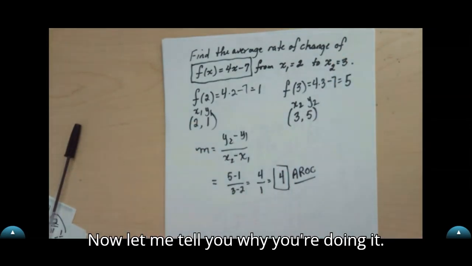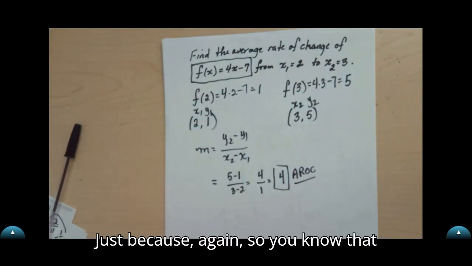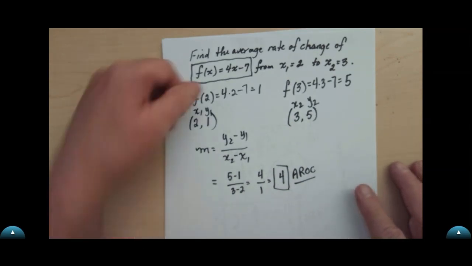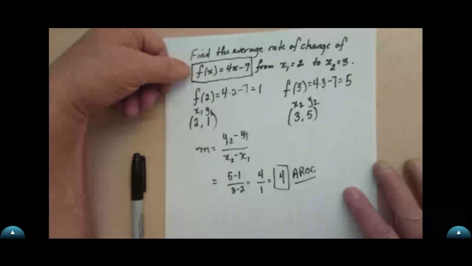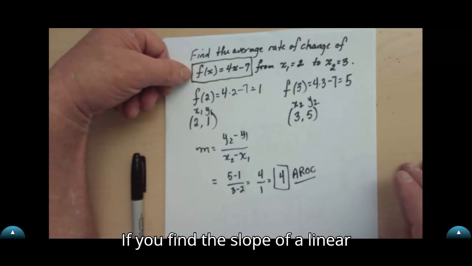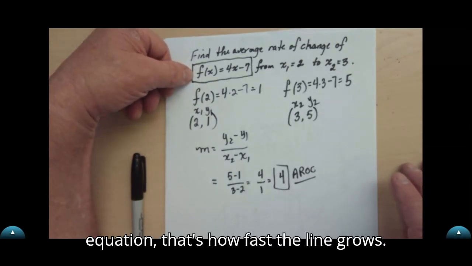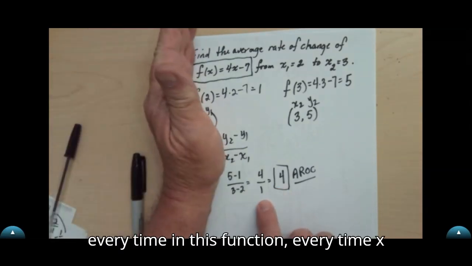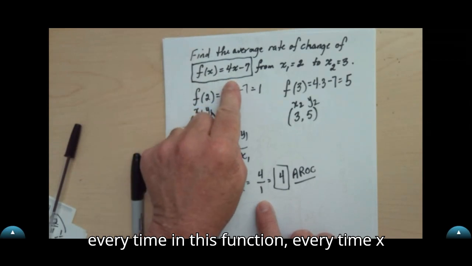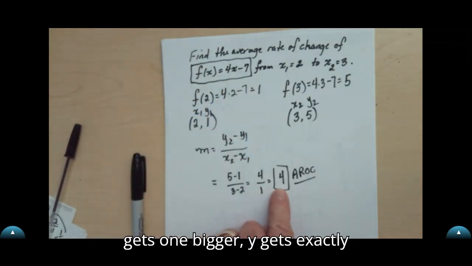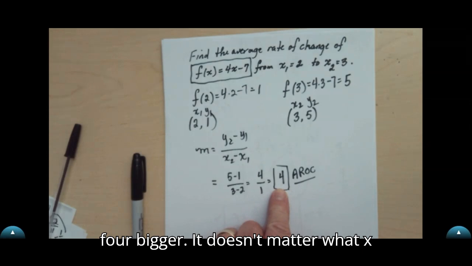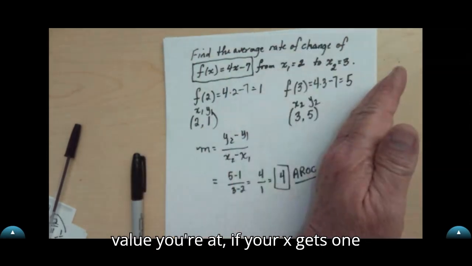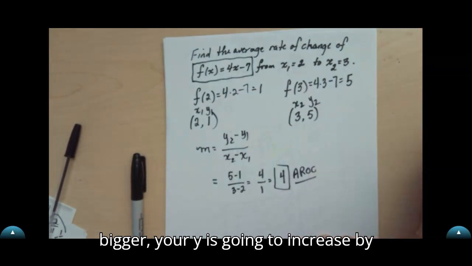Now, let me tell you why you're doing it, just so you know that there's a reason why they do stuff like this. If you find the slope of a linear equation, that's how fast the line grows. Like 4 over 1, that means that every time in this function, every time x gets 1 bigger, y gets exactly 4 bigger. It doesn't matter what x value you're at. If your x gets 1 bigger, your y is going to increase by 4.